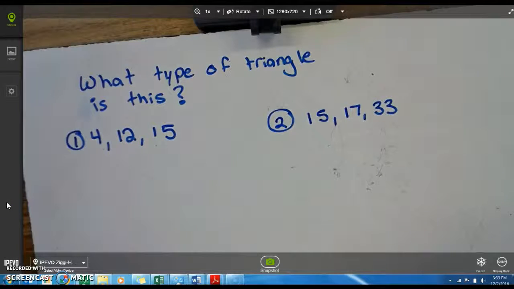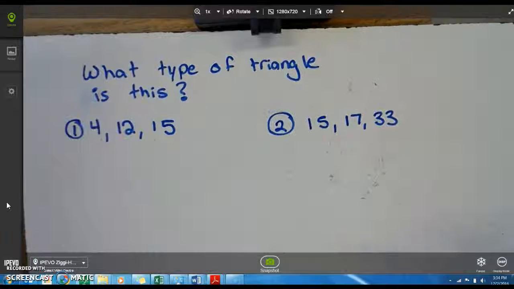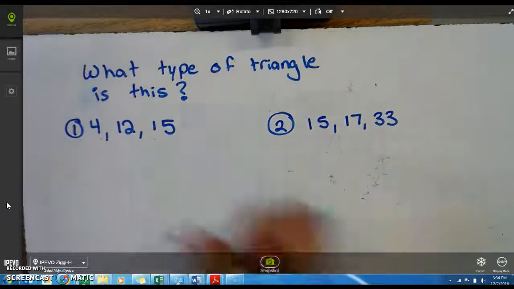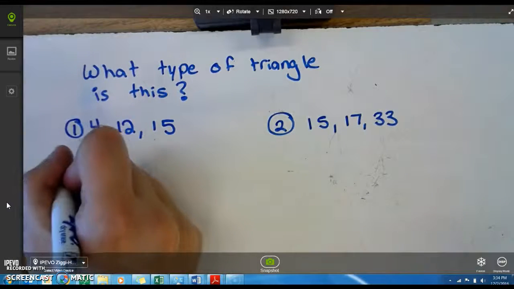Okay, you're going to have a quiz on either Tuesday or Monday, so here is your review video to let you go back over that step. We're going to start with what type of triangle is this? And remember, my first step is going to be making sure it can be a triangle.